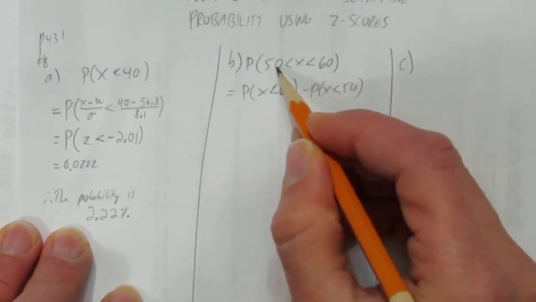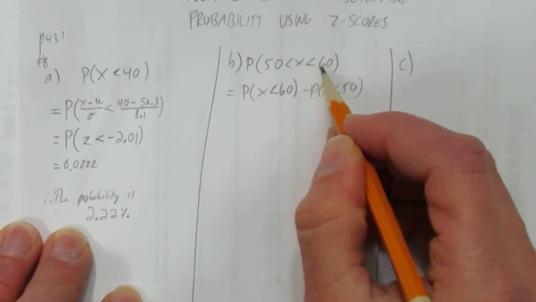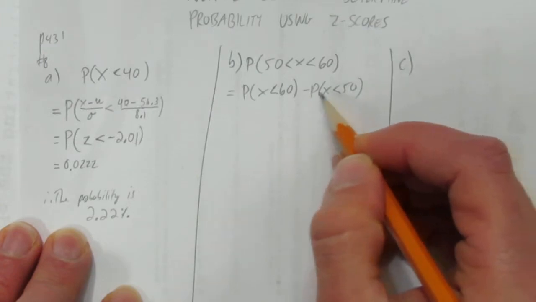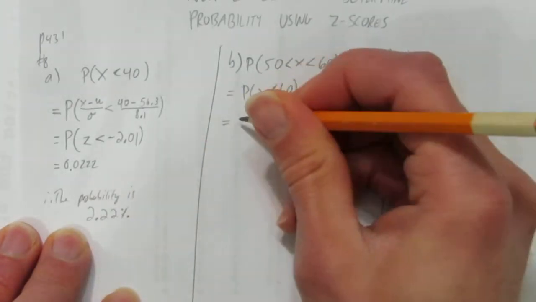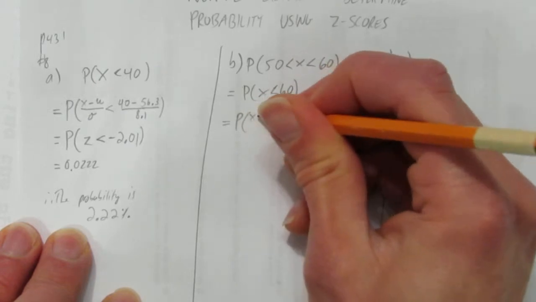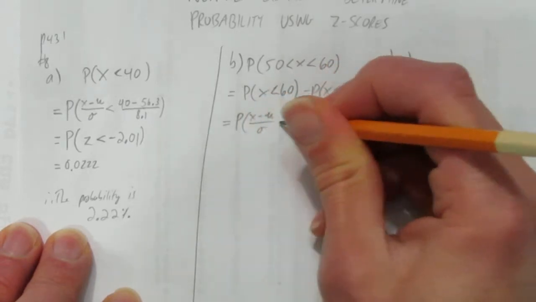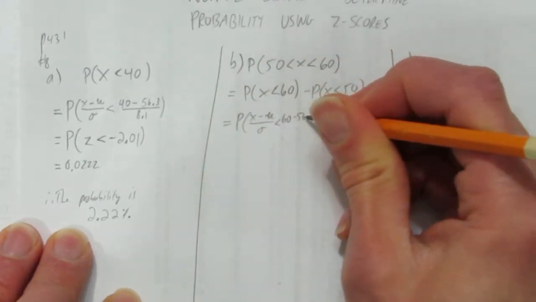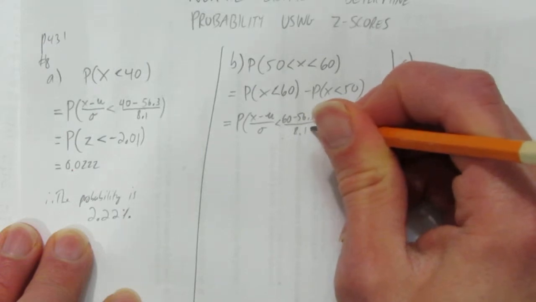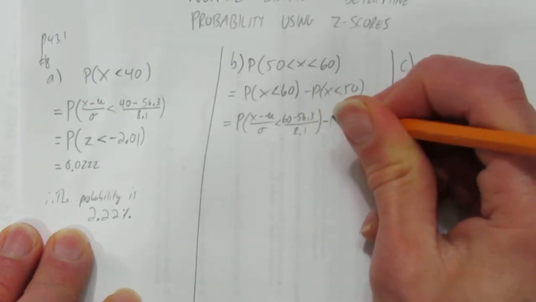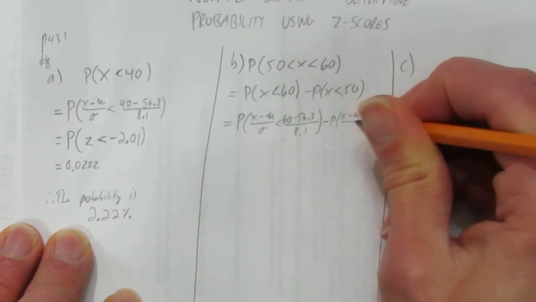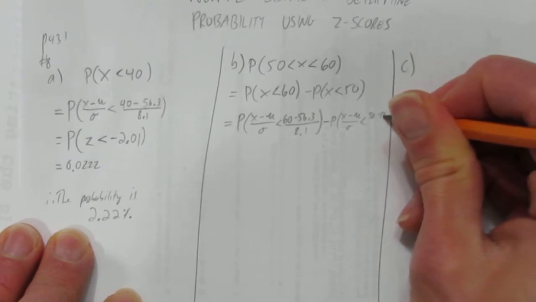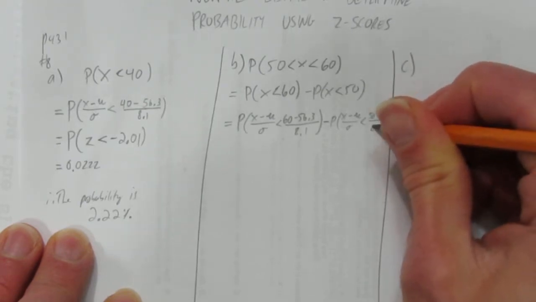So that's an important step. When you want to find from 50 to 60, you take the second number, find its probability, and subtract the first number. But we can't do that without looking up the z-scores. So we have to convert the 60 to a z-score. We take 60, take away the mean, 56.3, and divide by 8.1. And then we'll look up that probability, and then take away this one. So we want to do 50, take away 56.3, and then divide by 8.1.